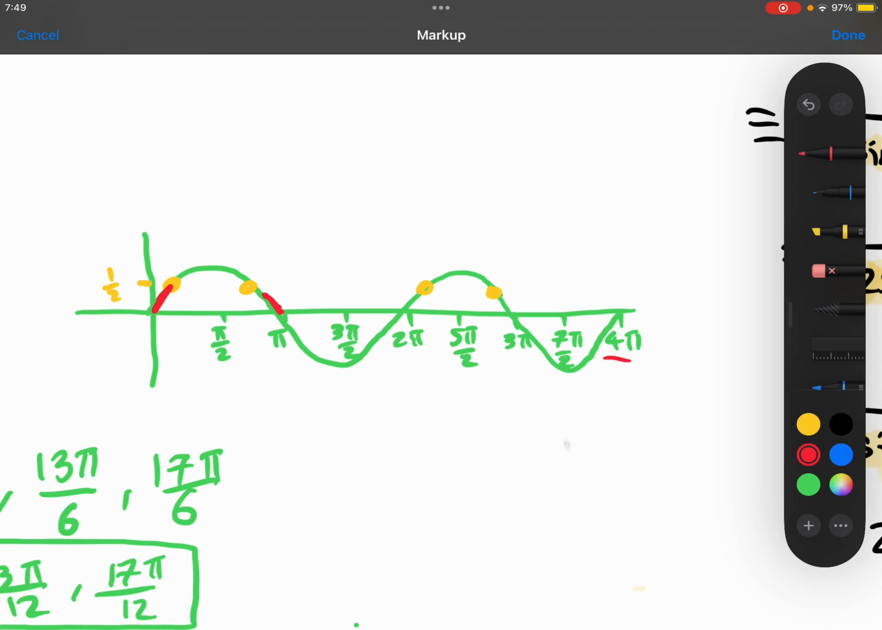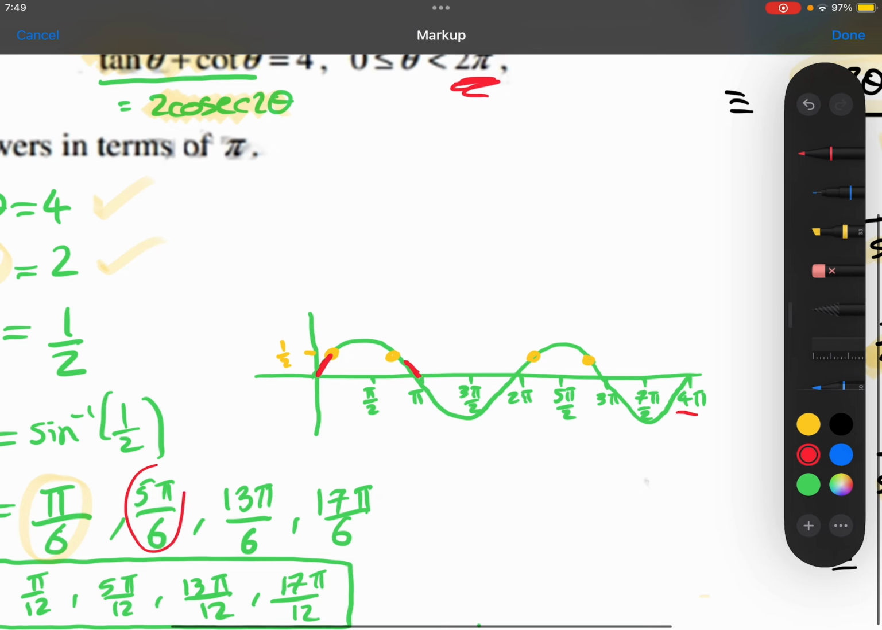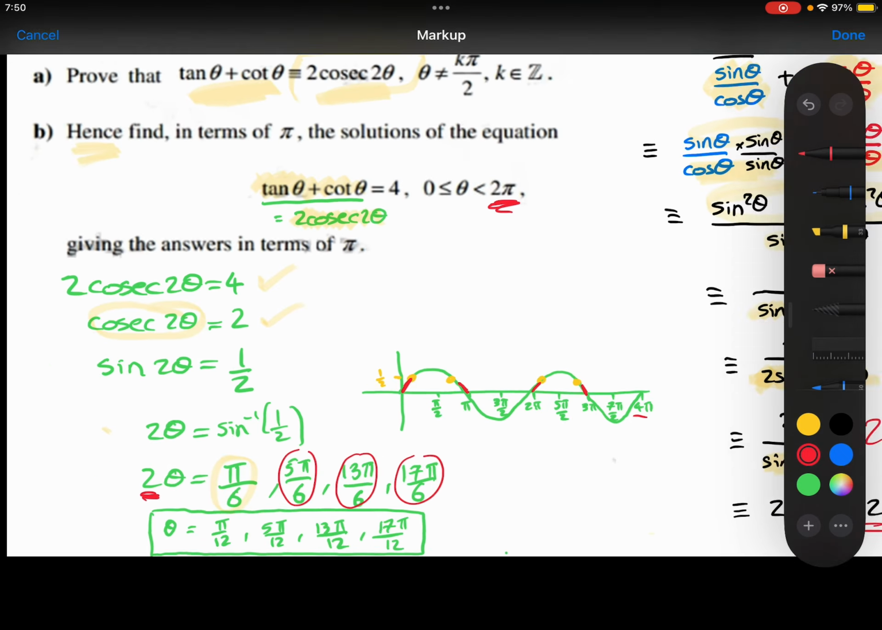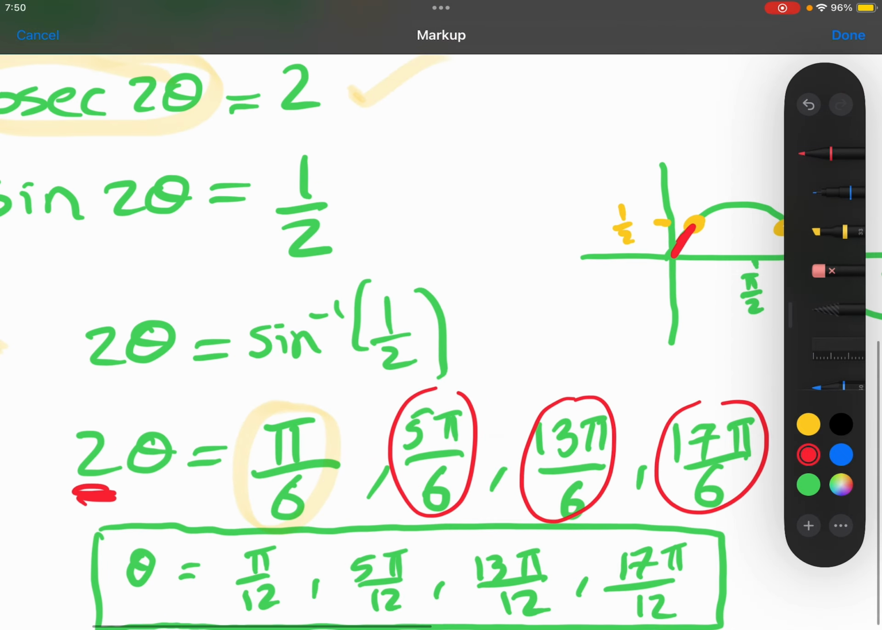I know this is pi over 6, so this is going to be pi minus pi over 6, which is the 5 pi over 6. This is going to be 2 pi plus pi over 6, which is the 13 pi over 6. And this is going to be 3 pi minus pi over 6, which is the 17 pi over 6. And then right at the end, I've just divided everything by 2. So these are my 4 solutions.